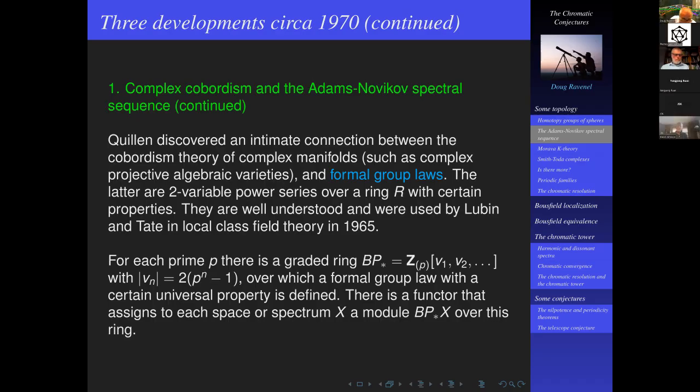And there's a functor. There's a way to assign to each space or spectrum X a module over this ring that is known as BP star of X. This is a generalized homology theory that assigns to each space or spectrum a module over this graded ring. And that's a crucial tool in this theory.